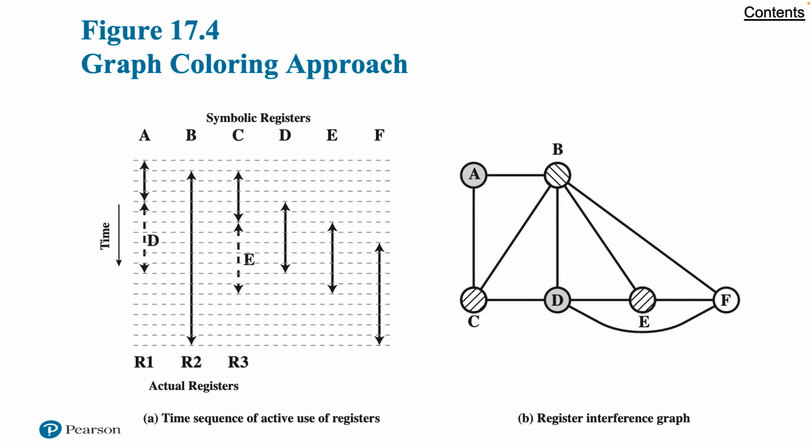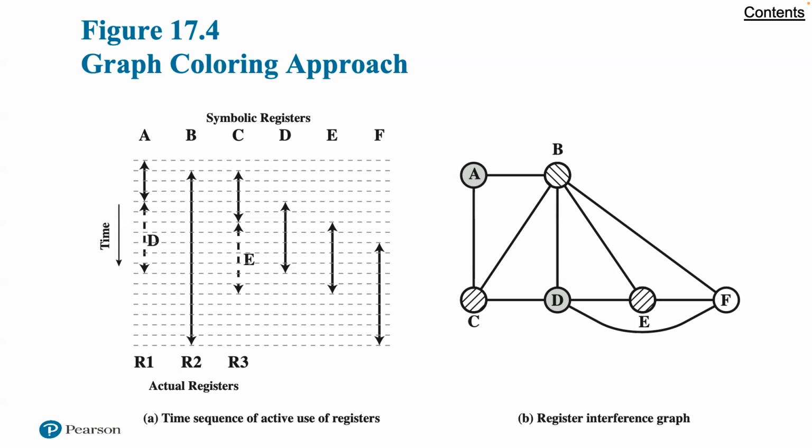If this process does not fully succeed, then those nodes that cannot be colored must be placed in memory, and loads and stores must be used to make space for the affected quantities when they are needed. Figure 17.4, which we are showing here, is a simple example of the process. Assume a program with 6 symbolic registers to be compiled into 3 actual registers.